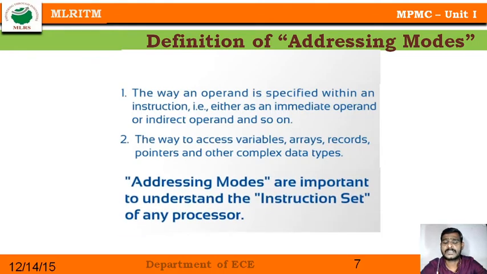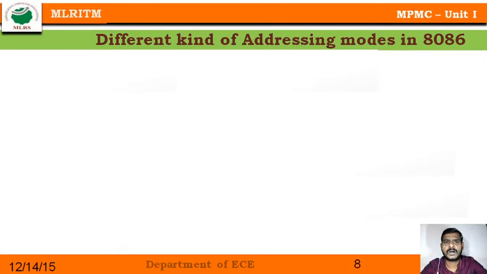So addressing modes are very important to understand the instruction set of the microprocessor. In a general way, we can say that addressing modes are nothing but the way of representing a source operand in an instruction. So if I want to represent source data in an instruction, we require an addressing mode. Let's see the different kinds of addressing modes in 8086.